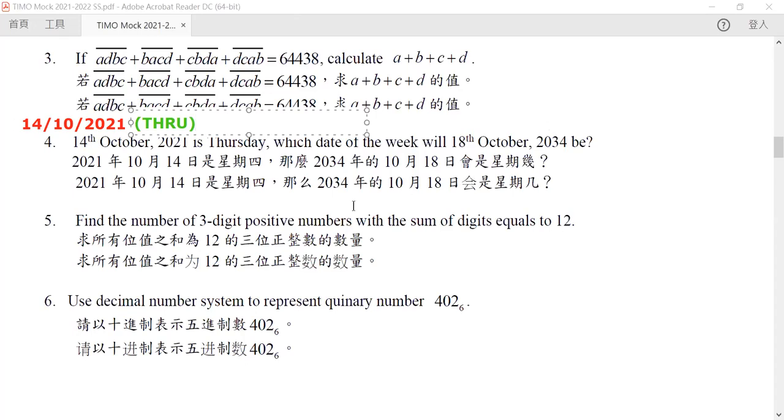So I would like to know what is the day of the week for October 18, 2021. For this one, that's simple because this is just 4 days later. So we can simply count it. We go from Thursday to Friday, to Saturday, then to Sunday, and then to Monday. So we know that this day must be Monday.